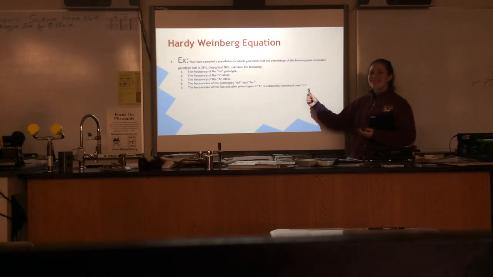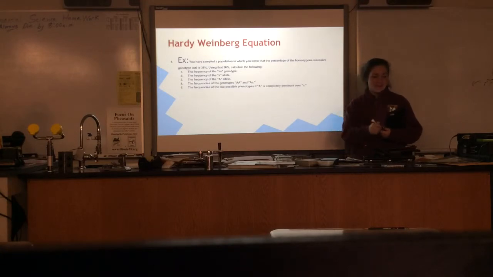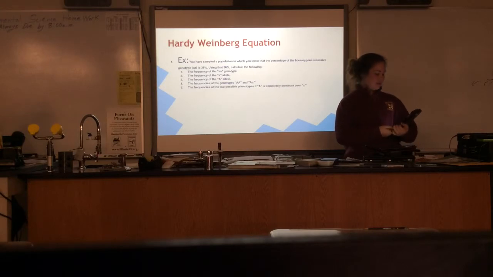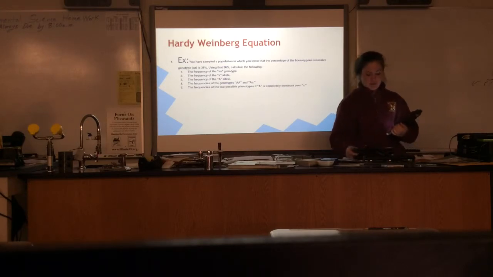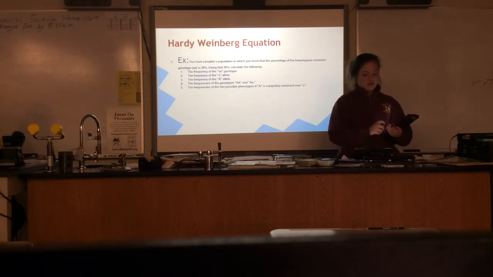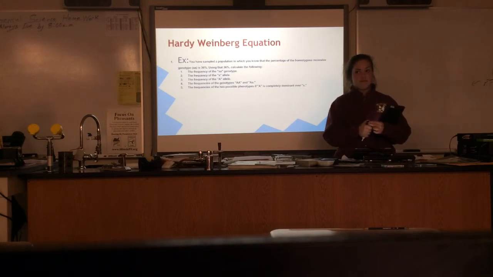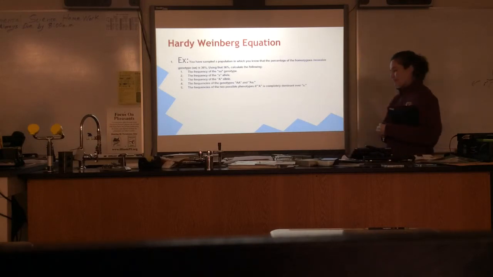Okay, so if we look at this problem, it'll help us explain the Hardy-Weinberg equation. You have a sample population in which you know that the percentage of the homozygous recessive genotype aa is 36%. Using that 36%, calculate the following. So the frequency of the aa genotype. Does anyone know that? It says it right in the problem. 36%.